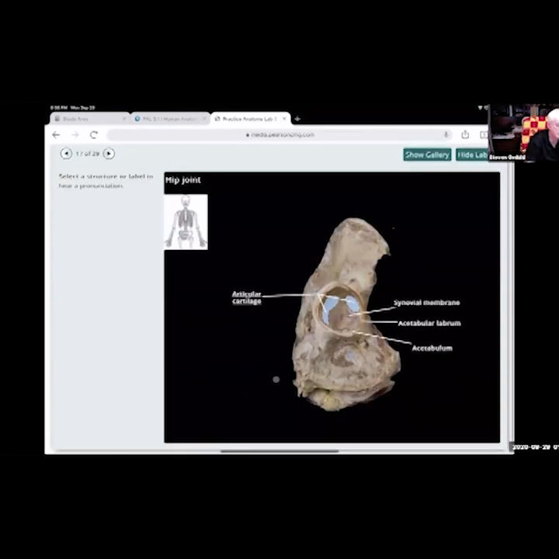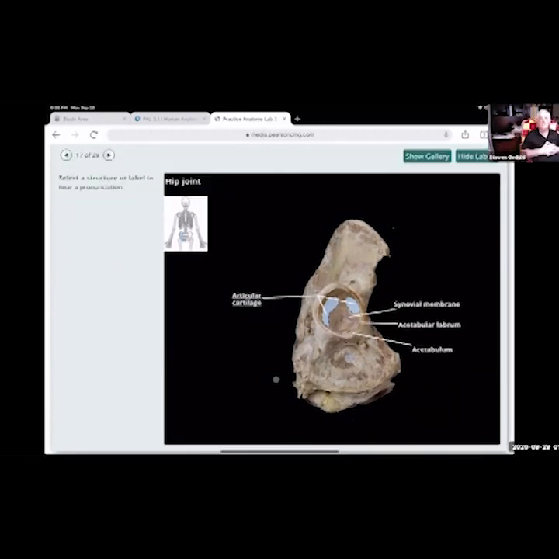Okay. You have articular cartilage inside the acetabulum. The cartilage is there to prevent bone rubbing on bone. So cartilage rubs against cartilage. It allows for a smoother rotation of the hip joint. Again, you have your synovial membrane that surrounds the synovial fluid. You have your acetabular labrum, which surrounds the acetabulum and is the outer coating around it. And you have the acetabulum, which is the entire fossa or depression where the head of the femur fits into.